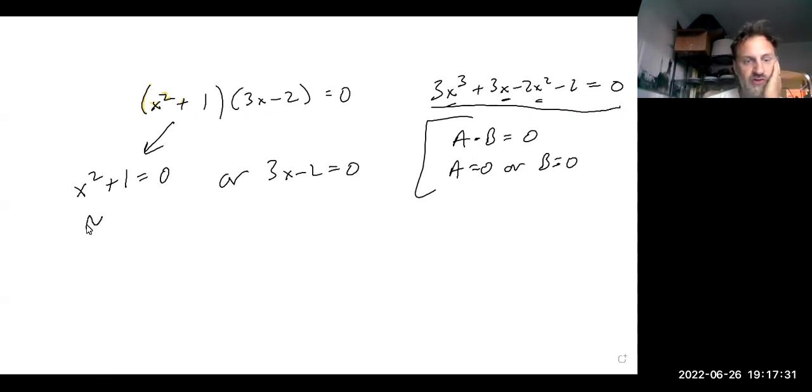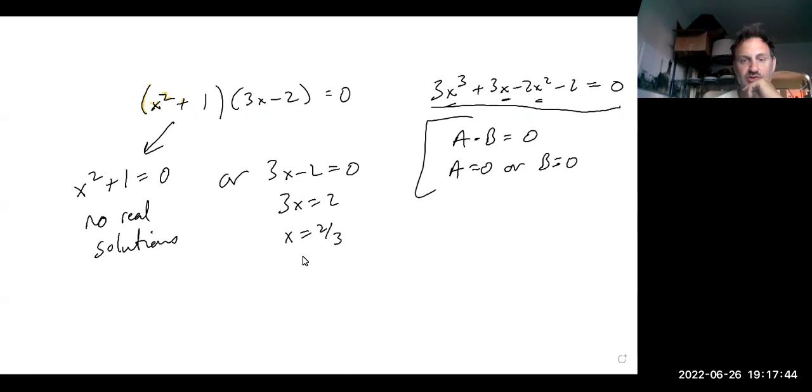So this one has no real solutions. You're welcome to pursue it a little bit further in terms of isolating x to see that. And this one is going to be 3x equals 2, so x equals 2/3. So the answer to this equation turns out to be only one real solution, which is x equals 2/3.